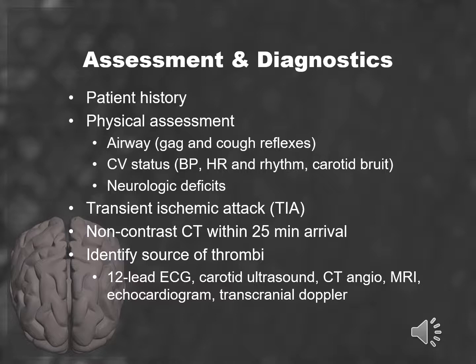The next priority is getting that history from the patient or the family to determine when was the last time this patient was seen completely normal. This will also help us to determine if the patient is a potential candidate for thrombolytic therapy. From there, we will also do some other diagnostic studies, making sure that we're doing an EKG, a carotid ultrasound, MRIs, echocardiograms, and our goal is basically to figure out where that clot came from and what we have to do to prevent them from having another stroke because of that cause.